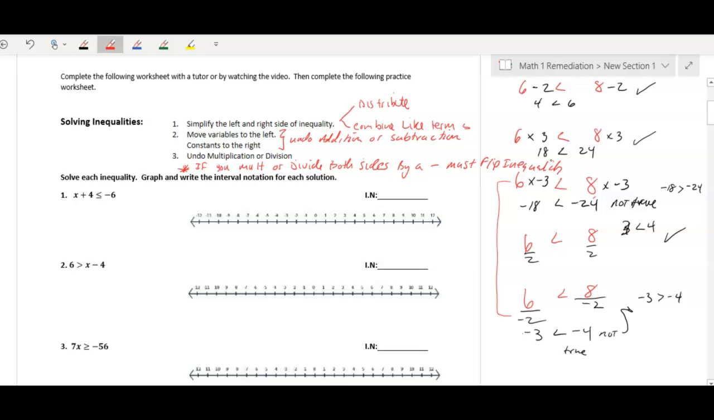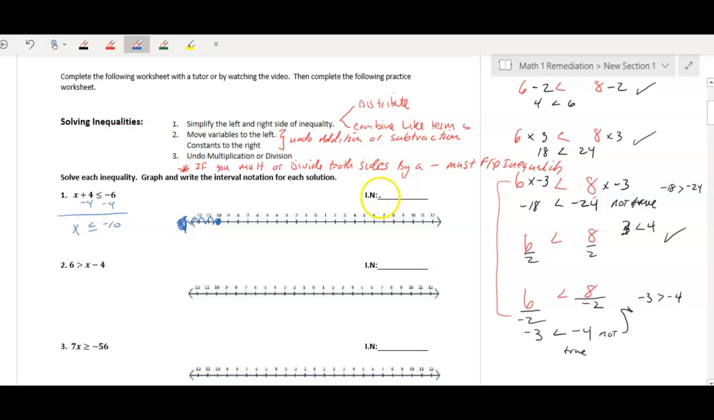So let's take a look at some examples. They want you to solve these inequalities and then graph them. The graphing and interval notation I'm going to go through pretty quickly, right? So when I look here, the first one, pretty easy. How do I get x by itself? I know I'm going to subtract 4 from both sides. X is less than or equal to negative 10. So because we're equal to, we know we're going to put a solid dot on negative 10. Less than or equal to tells us we're going to shade to the left.